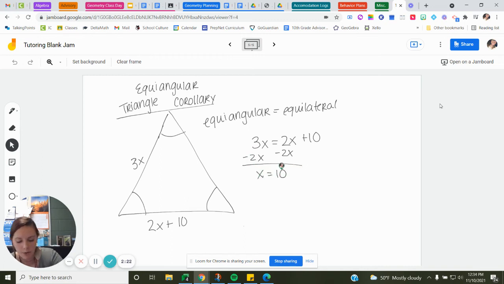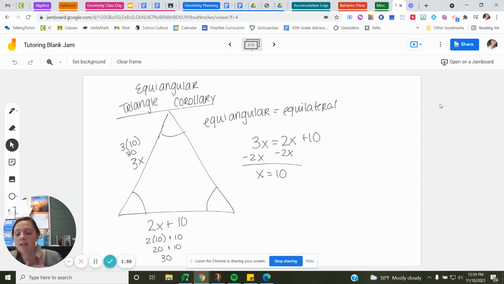And you could go through and plug that back in. So 3 times 10 is 30. 2 times 10 is 20 plus 10. So we'd end up with 20 plus 10, which is also 30. And then we would know that by default, this side is also 30 because it's an equiangular and an equilateral triangle. So this is how we would go through and solve for x on these different ones.